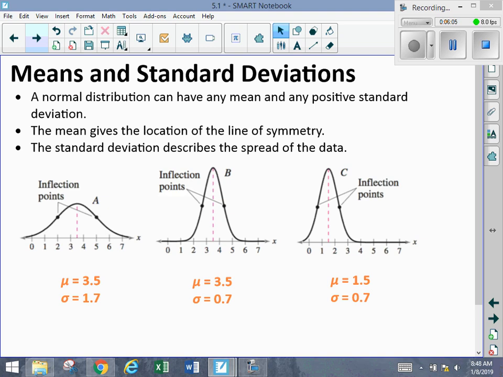So standard deviations are always positive, right? And your mean will always be positive as well for a normal distribution. So yes. And your standard deviation is talking about the spread. How spread out is your data, right? So let's talk about which of these has the largest or the smallest standard deviation.